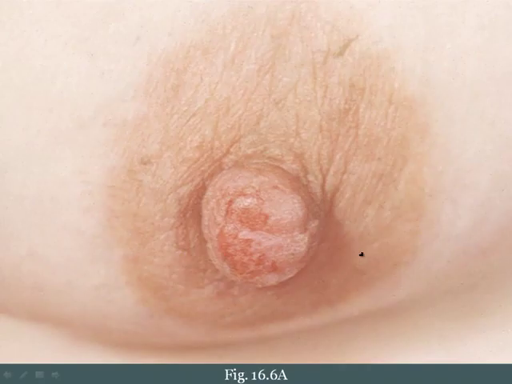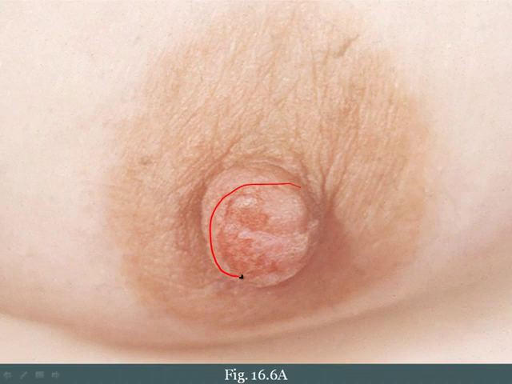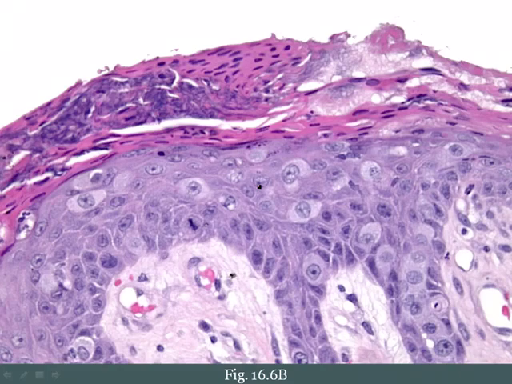Here's what Paget's disease of the nipple looks like. Obviously you can see this area of ulceration and disturbance of the epithelium or the epidermis of the nipple. Here's what it would look like on biopsy. You normally have your squamous cells, and then in between the squamous cells you've got all of these cells with this kind of lighter colored cytoplasm, and these are the malignant cells walking their way up the skin or the epidermis of the patient's nipple.